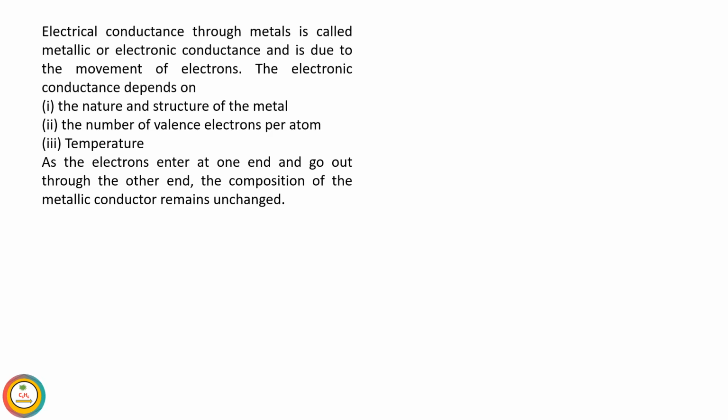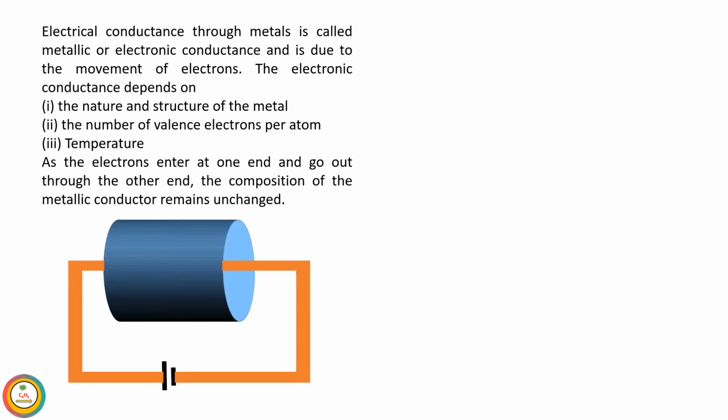As electrons enter at one end and go out through the other end, the composition of the metallic conductor remains unchanged for years and years. It does not depend on how much time we use that metallic conductor, because electrons enter from one end and come out from the other end. So there is no change in the chemical composition of a metallic conductor.